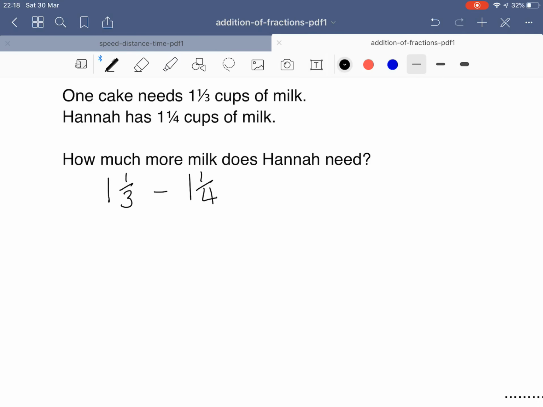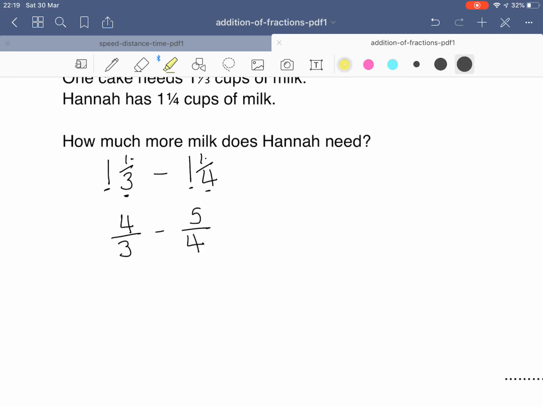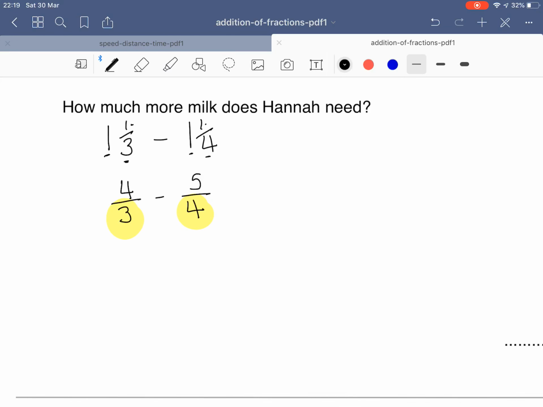So if we change them into improper fractions, we can do 1 lot of the 3 is 3, add our 1 to get 4/3. 1 lot of the 4 is 4, add our 1 is 5/4. So we think of our 3 times table, think of our 4 times table. What number goes into both of them? It's 12.